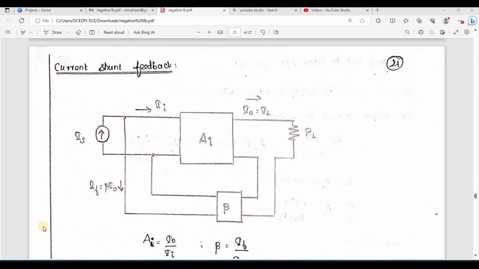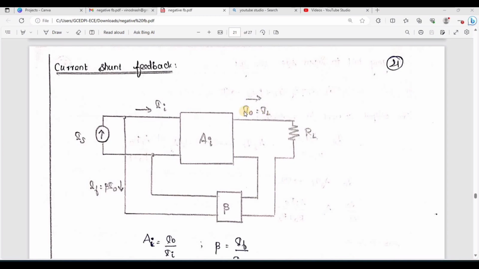In this video, we are going to discuss current shunt negative feedback. This is also called shunt series. Since at the input you have shunt, that is current, and the output is also current, this is also called a current amplifier. So I can draw at the input shunt and the output series. Input is current and output is current, so input I have represented as Is and output as I0.